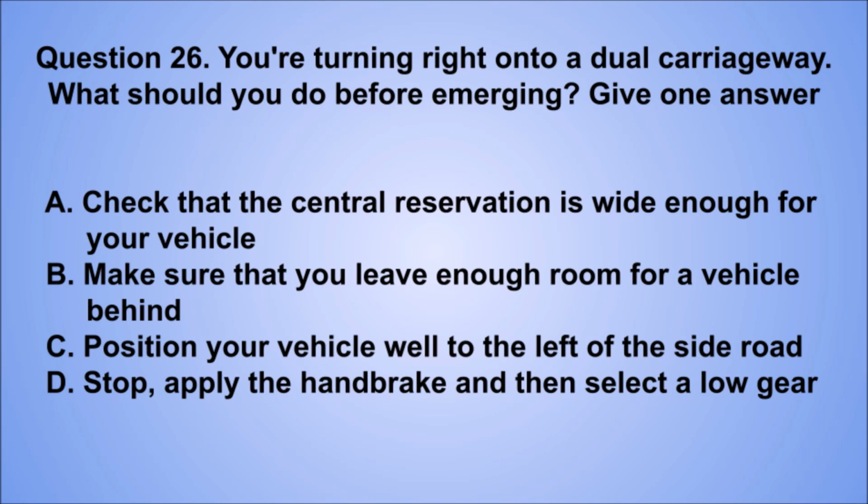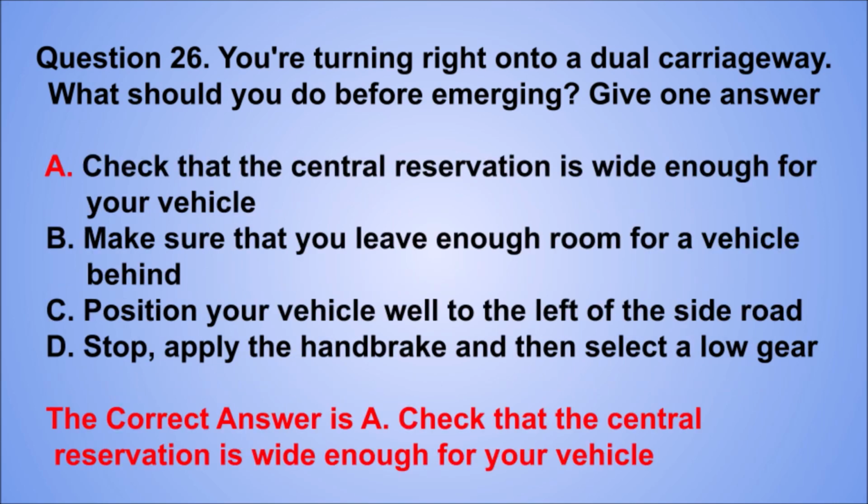Question 26. You're turning right onto a dual carriageway. What should you do before emerging? Give one answer. A. Check that the central reservation is wide enough for your vehicle. B. Make sure that you leave enough room for a vehicle behind. C. Position your vehicle well to the left of the side road. D. Stop, apply the handbrake and then select a low gear.